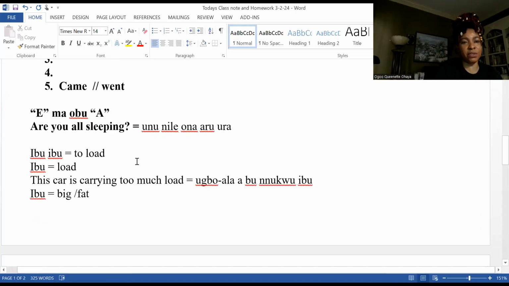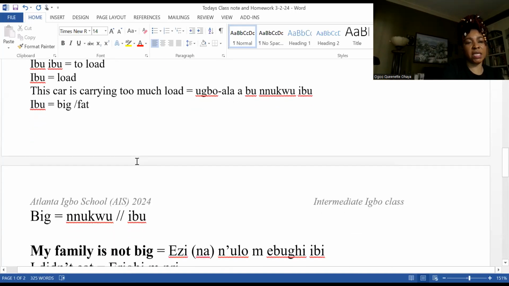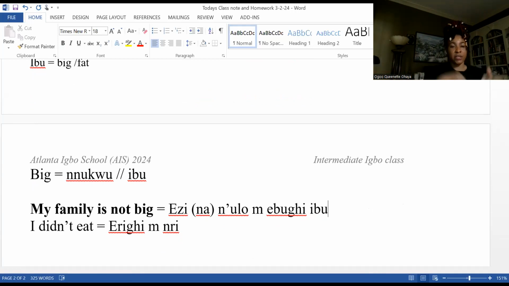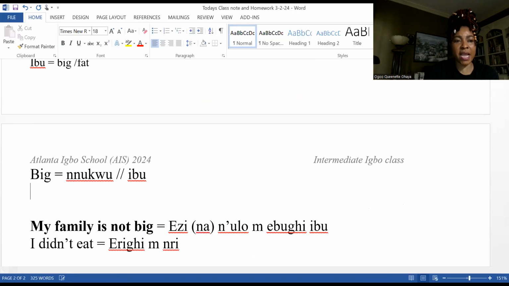All right, so now, this car. Okay, I want you to see your mistake there. My family is not big. Ezina olom ebugi ibu. Ebugi ibu. Ibu means big, be many. You can also use it to tell something that is many, okay? Ebugi ibu, we are not too many. Anye ebugi ibu. Okay, when you say we are not.